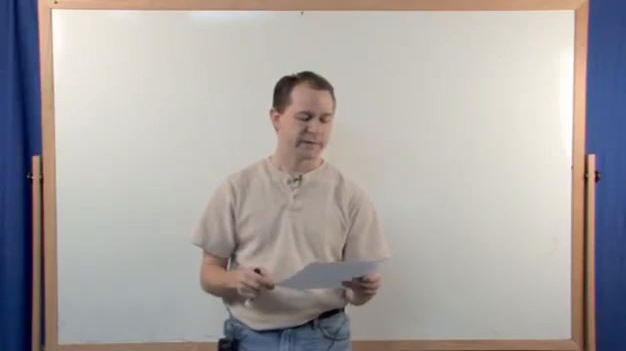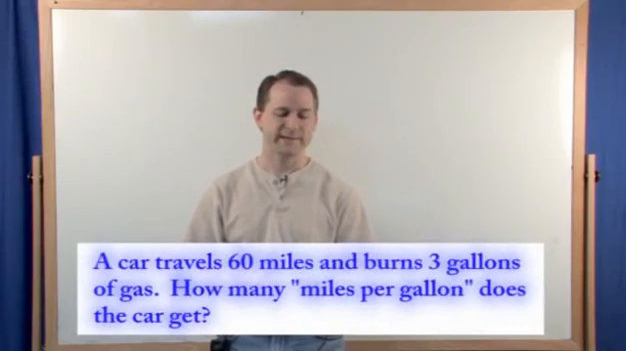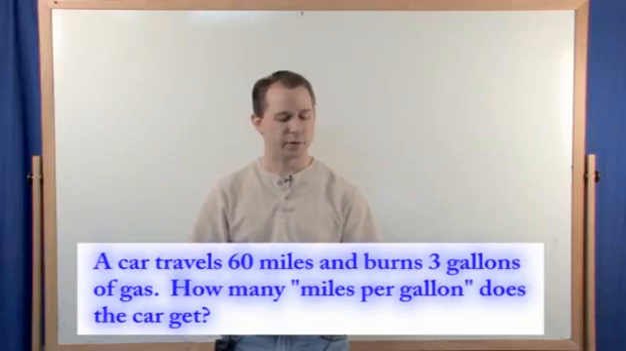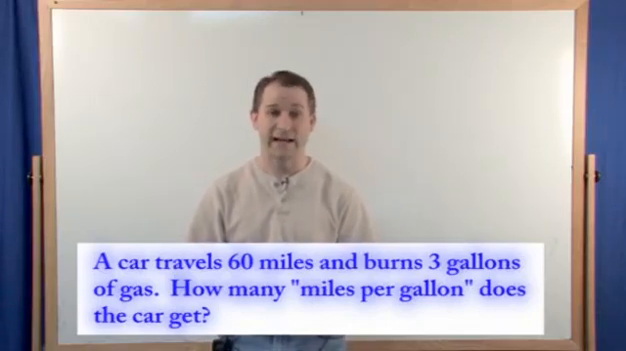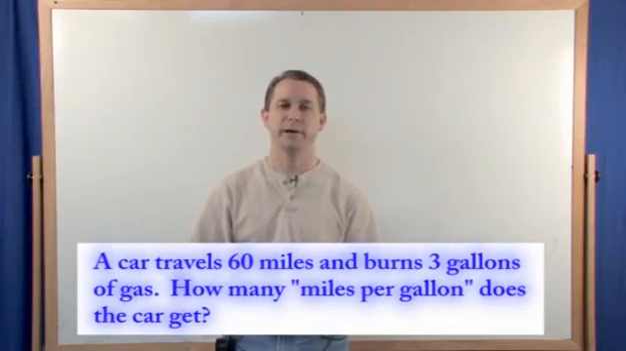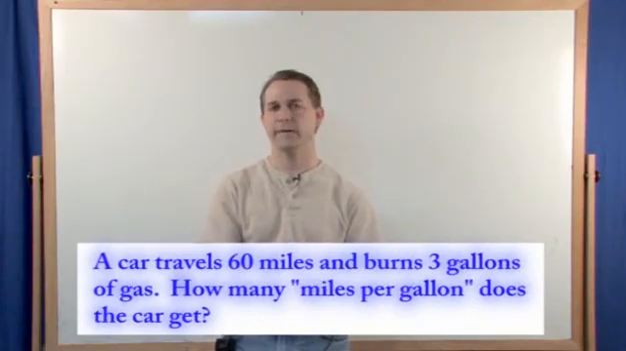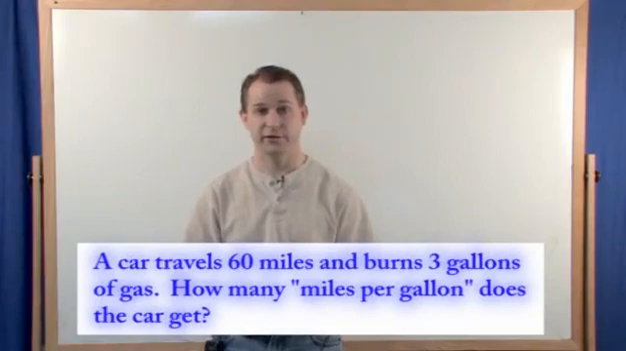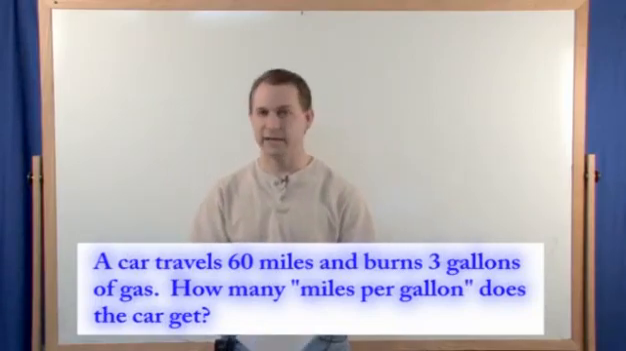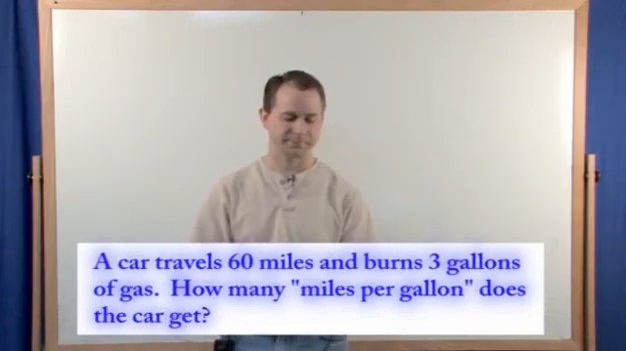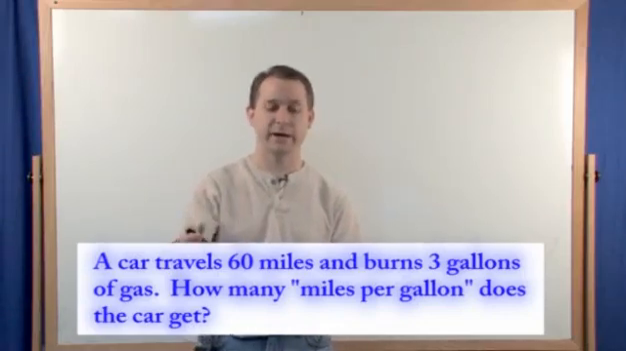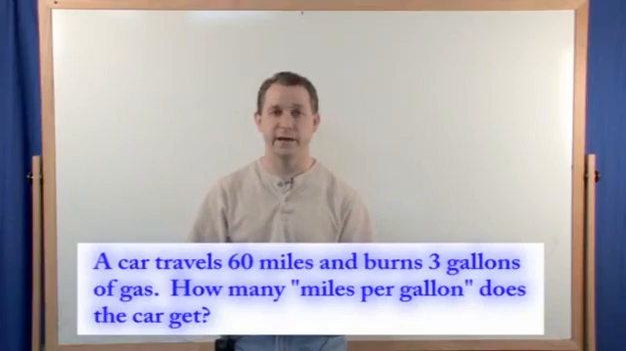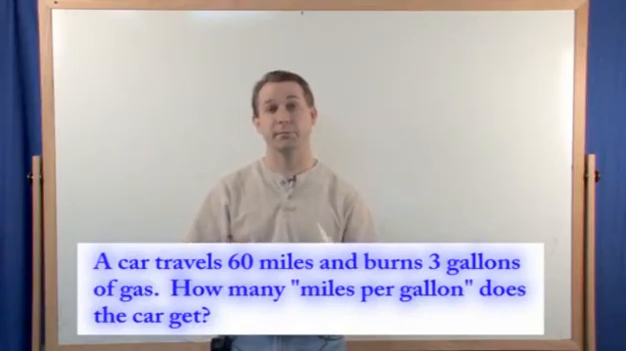The first problem says a car travels 60 miles and burns 3 gallons of gas. How many miles per gallon does the car get? So you see we're dealing with elements of what we've done in the previous sections. We've got miles, we've got gallons, we've got miles per gallon. The car travels 60 miles down the road, and as it drives, it takes 3 gallons of gas to do that. And you're trying to find the number of miles per gallon.